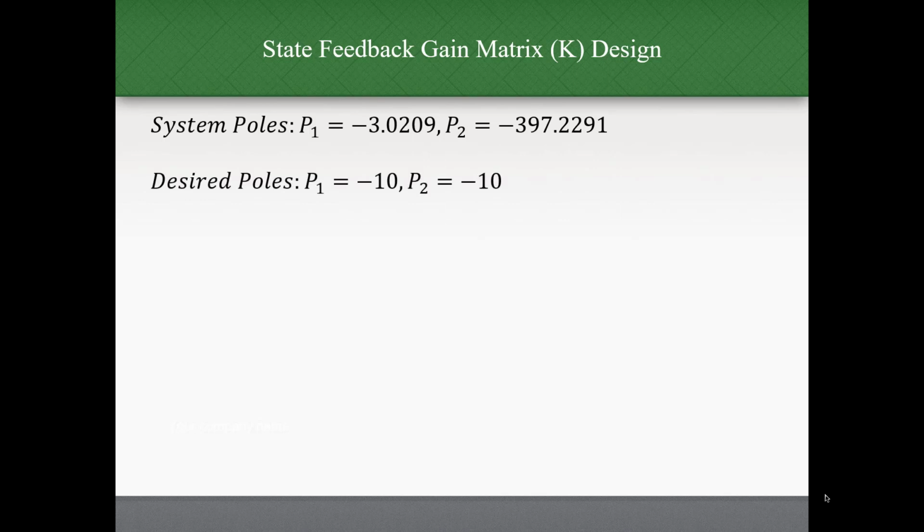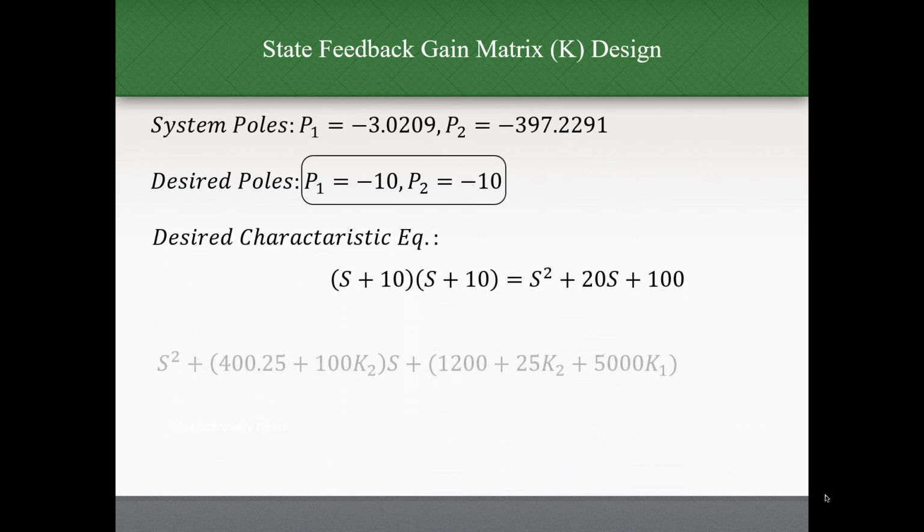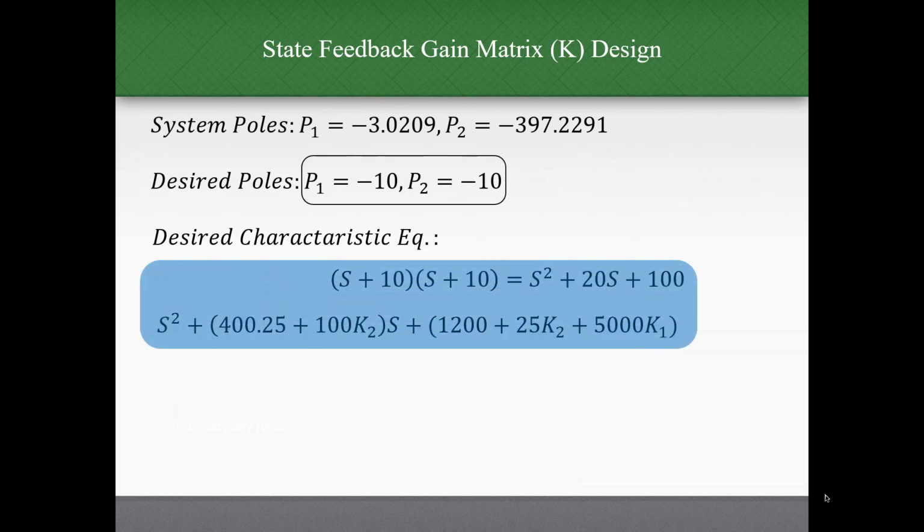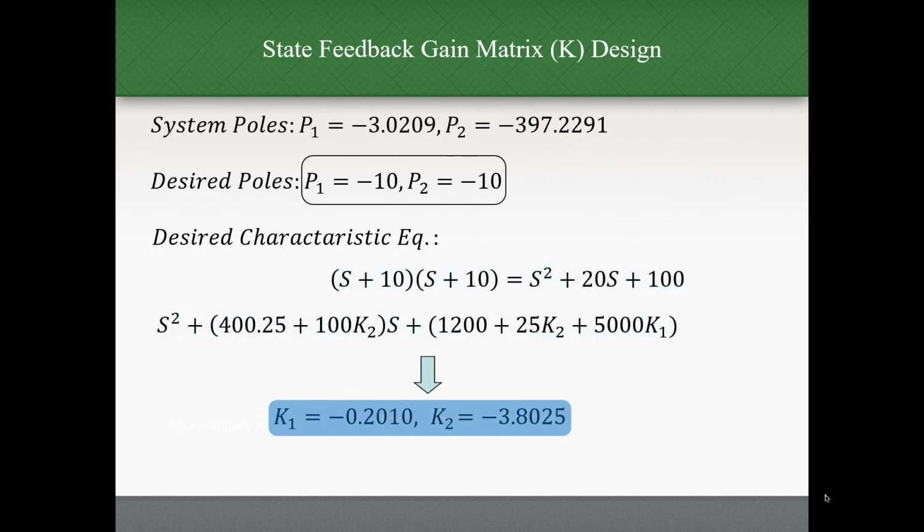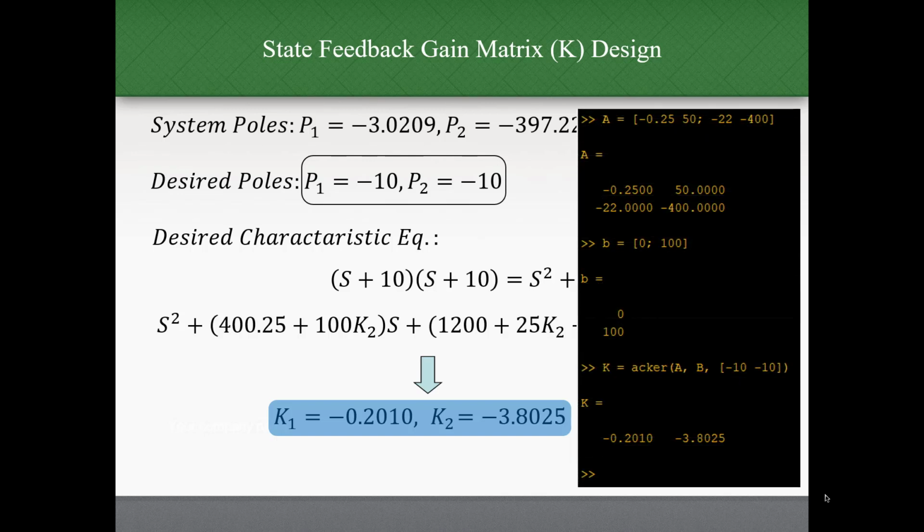We want to replace these poles both into -10, so we need to write our desired equation and make it equal to our controlled equation. And solving this, you can see that we get two parameters for the gain matrix, K1 and K2. Using MATLAB commands, you can see that the Ackermann method produces the same results as we did on the screen.